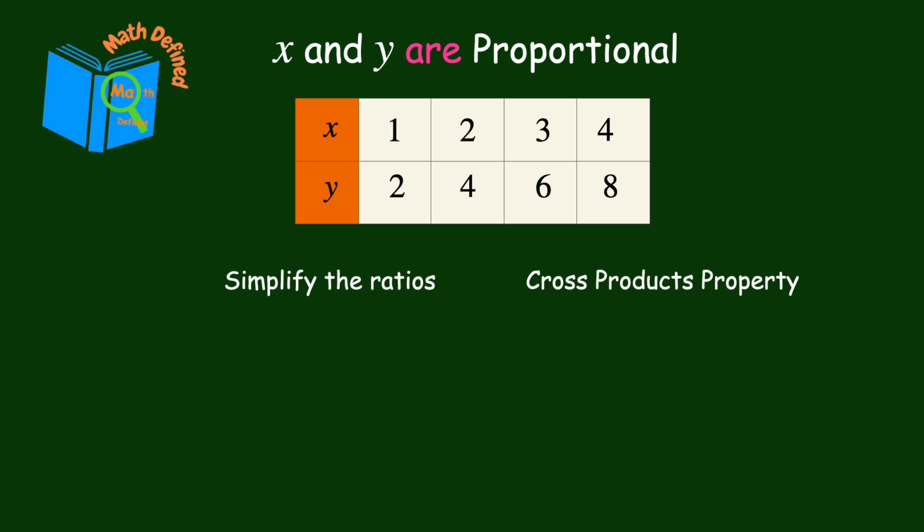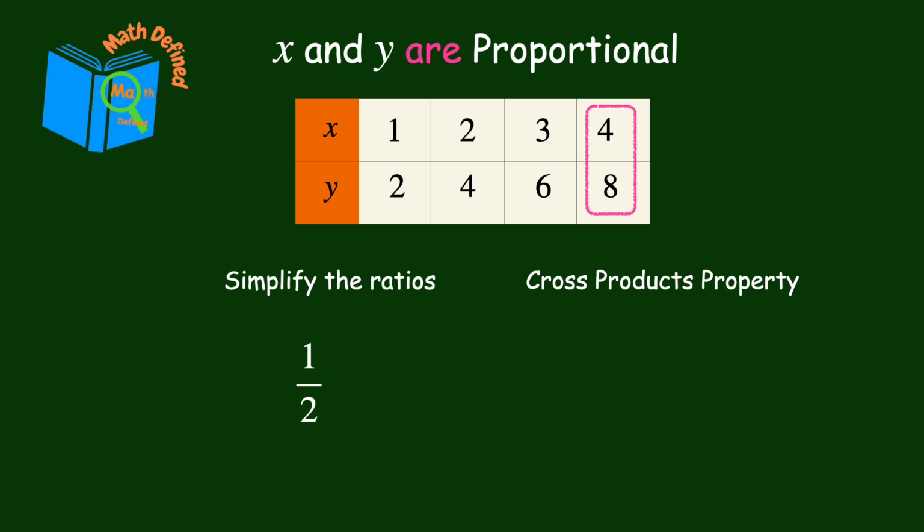Let's start by simplifying the ratios. The first ratio in the table is 1/2, and it is already in simplest form. For x and y to be proportional, all the ratios in this table must simplify to 1/2. Let's check the second ratio, 2/4. 2 is half of 4, so 2/4 simplifies to 1/2. So far, it looks as if x and y are proportional, but we need to check at least one more ratio. Let's look at the last ratio, 4/8. Again, 4 is half of 8, so 4/8 simplifies to 1/2. We can feel confident now that x and y are proportional.